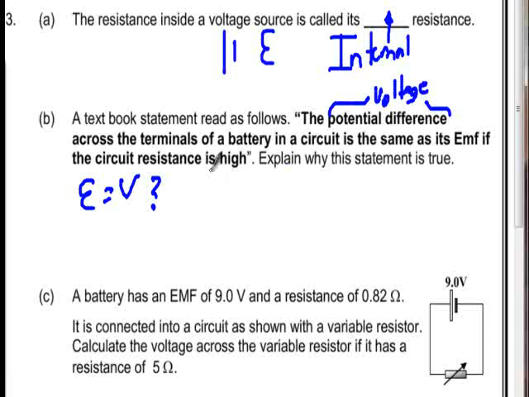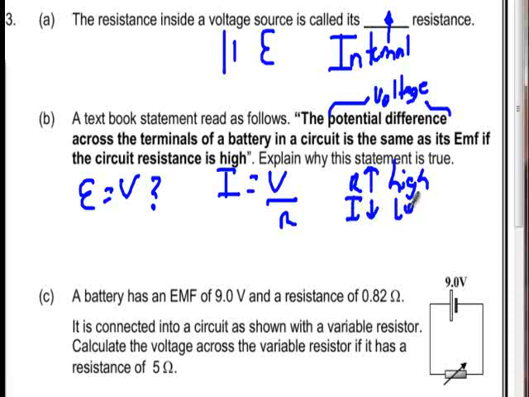Now it says if the circuit resistance is high. So what does having a high circuit resistance mean? Well, if we look at current, I equals voltage divided by resistance. That means if R goes up or is high, I goes down because it's inversely proportional. So I goes down or is low. Now, why do we care about current? Because what we care about is that terminal voltage.